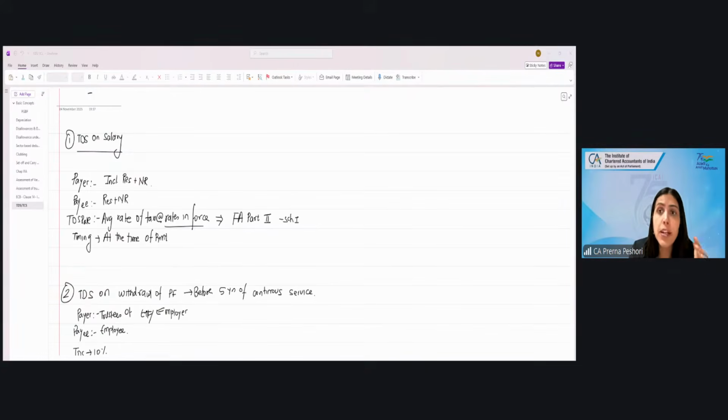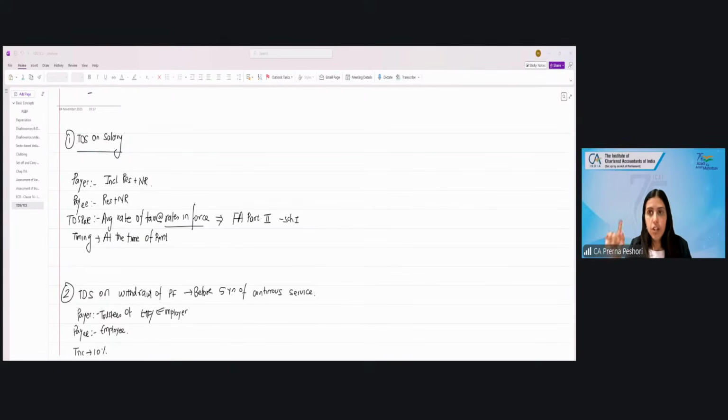Now, it is possible that during the year, the employee may have more than one employer. They may change the employer. So again, they can give the detail about the earlier salary to the new employer and about the TDS deducted by that employer. So that there is no double counting of the slabs. Fine. Any questions so far?